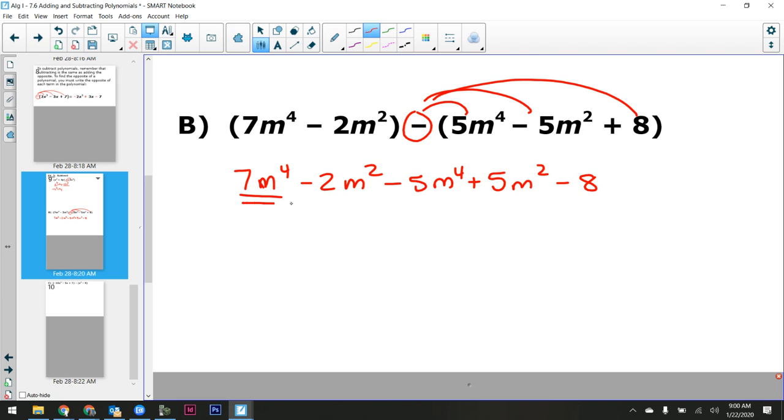We've got a 7m to the fourth minus 5m to the fourth to make a 2m to the fourth. We've got a negative 2m squared plus 5m squared to get a positive 3m squared, and then the plus 8 sitting out on the end. Can anybody name that for me? What would the name of that one be? Dylan? Yeah. Oh, thank you, Dylan.